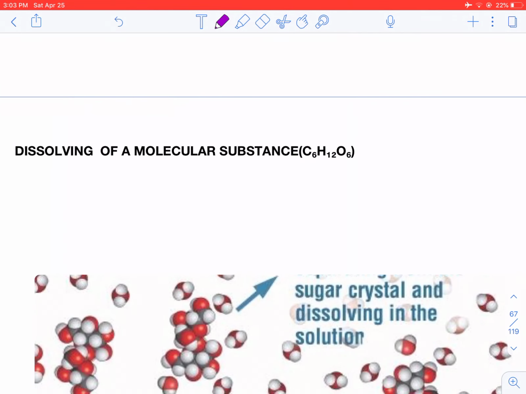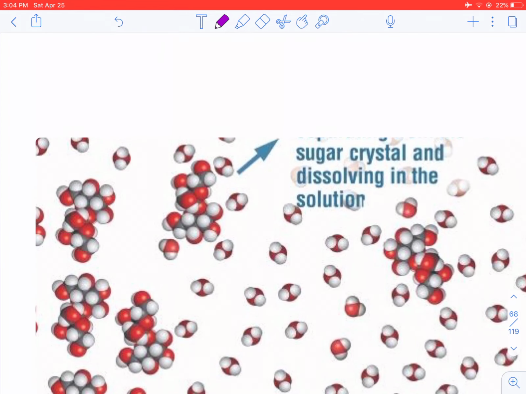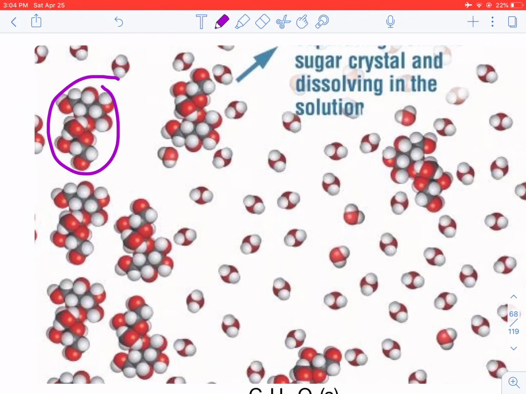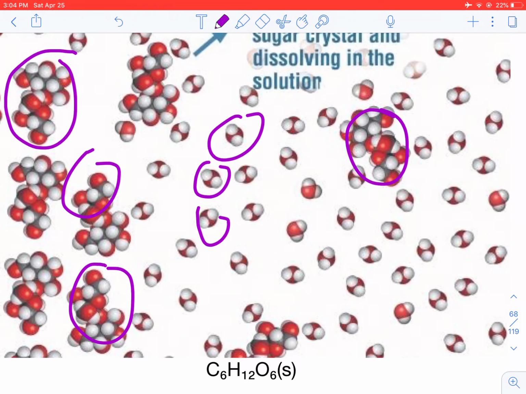Let's look at dissolving of a molecular substance. Here I've got sucrose. What happens in this case when it's dissolved is that you've got all your water molecules and your sucrose molecules interspersed between these water molecules. So here we don't have any ions. They are discrete molecules. The water molecules and the sucrose molecules are discrete.